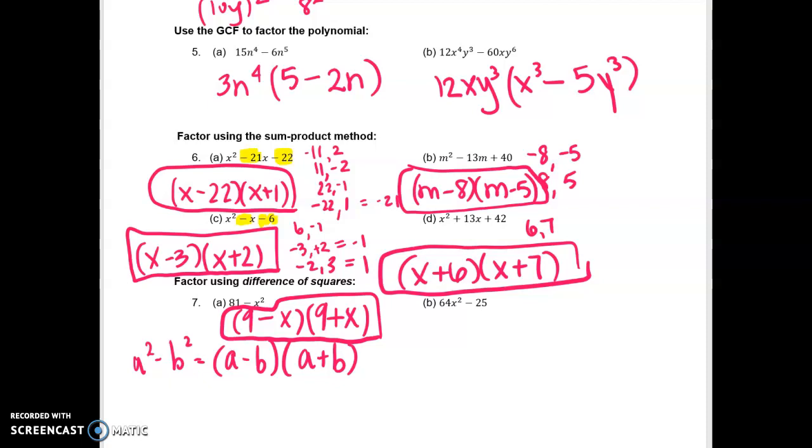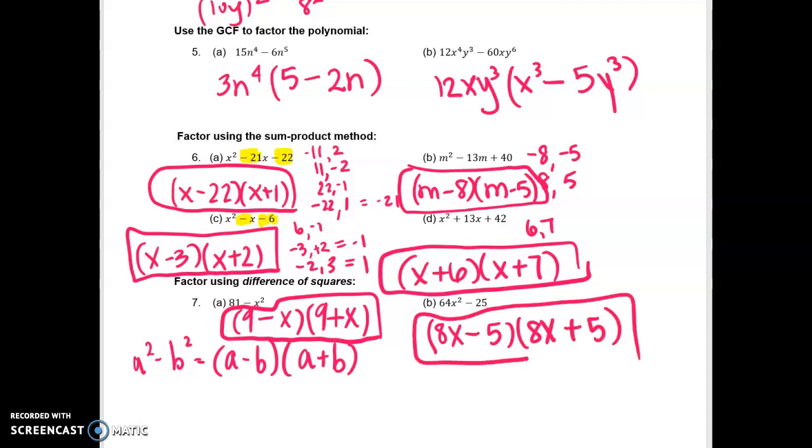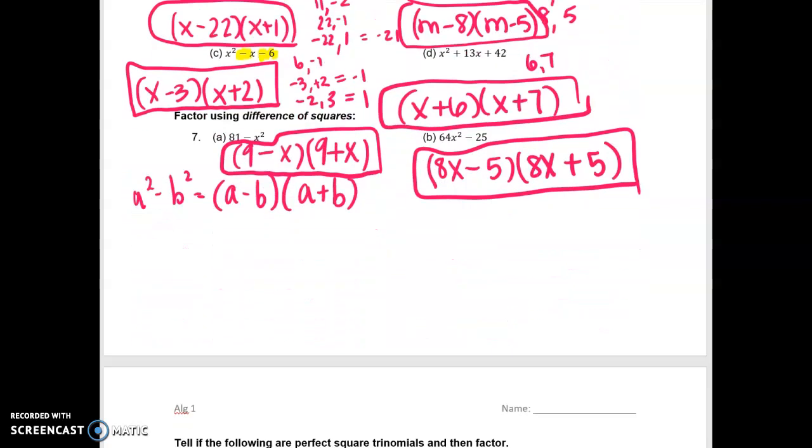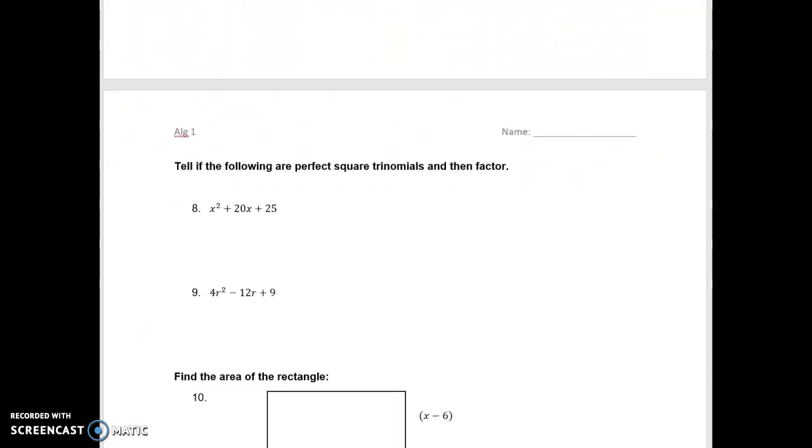For part B, we have to check. We've got 64x squared. That's a perfect square, and 25 is a perfect square, and we've got a minus sign. So the square root of 64, what times what equals 64? Well, that would be 8, and then we have an x. 5 there, 8x, 5 here, and I'm going to write my minus and plus. Moving on to number 8.